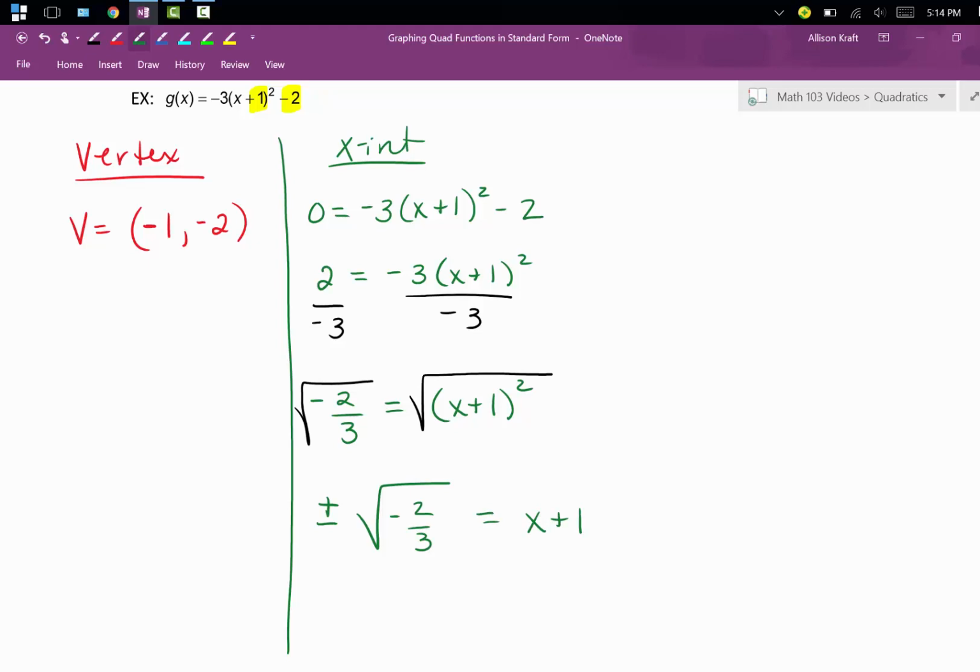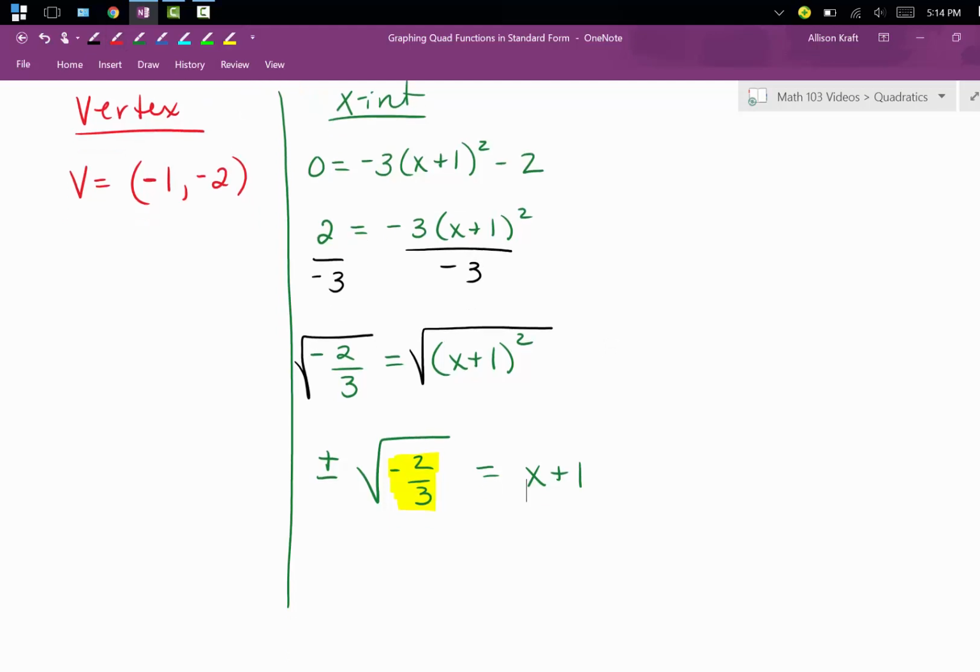We know we have to simplify the radical, but there's something different happening here than we've seen in the previous example. Notice that the number underneath our radical is a negative number. This means that this will be an imaginary number. Imaginary numbers cannot be graphed on the Cartesian plane. Therefore, we have no x-intercepts.